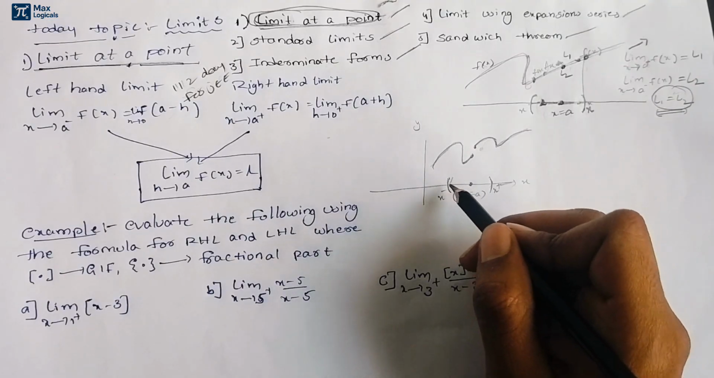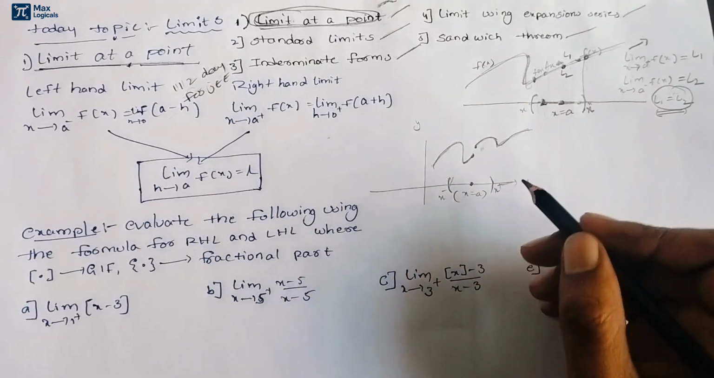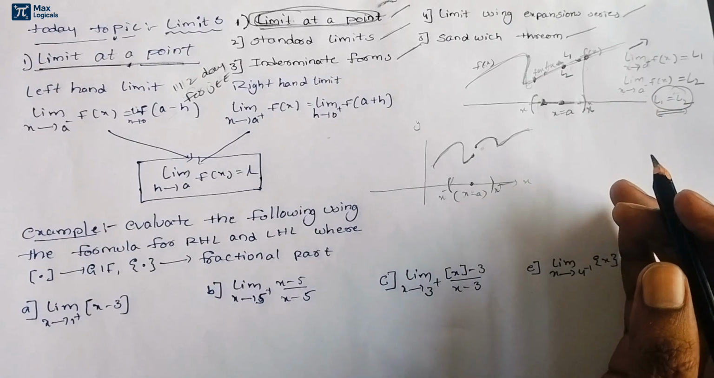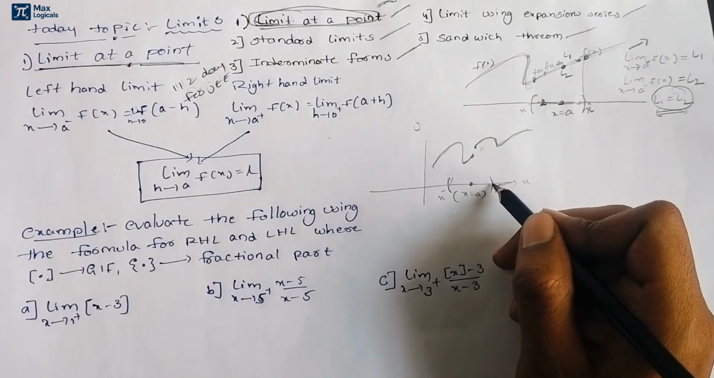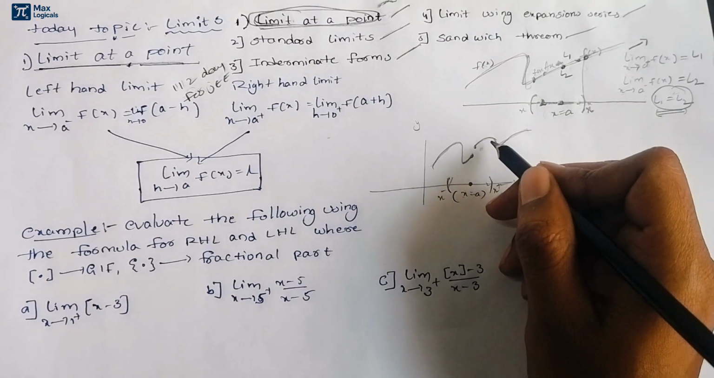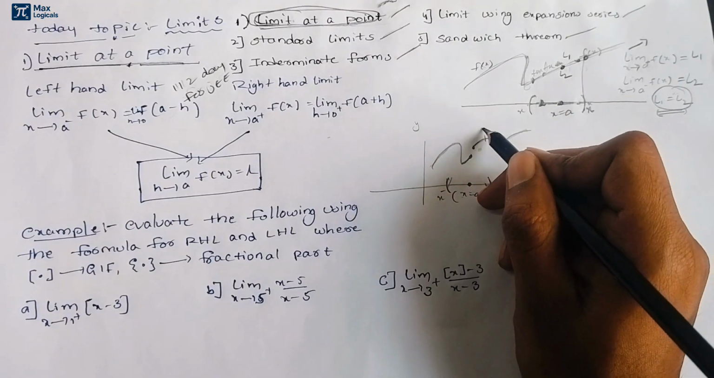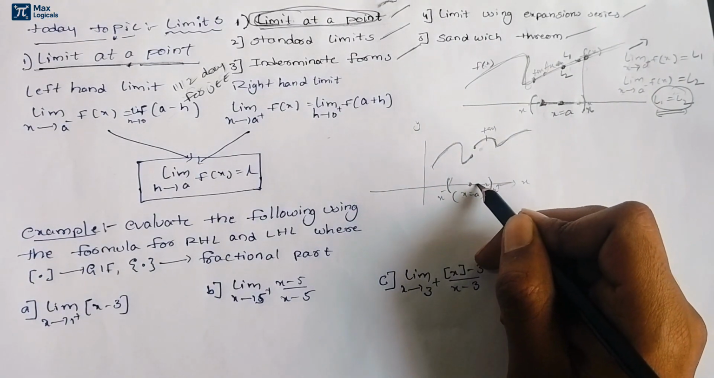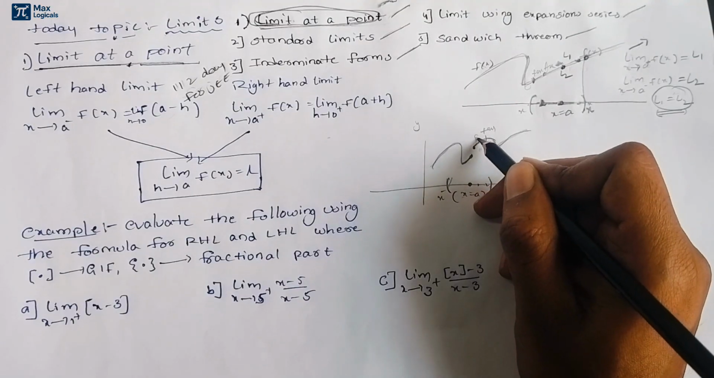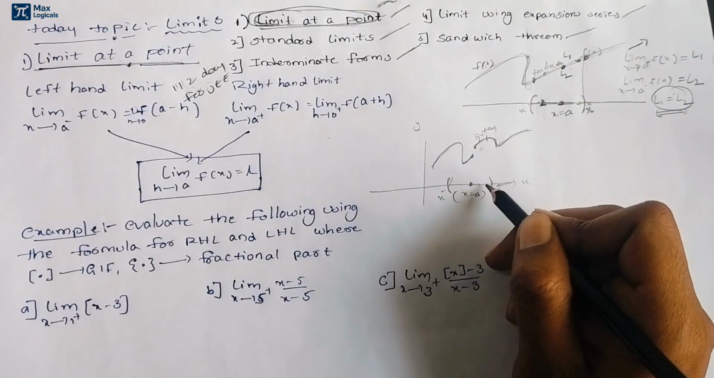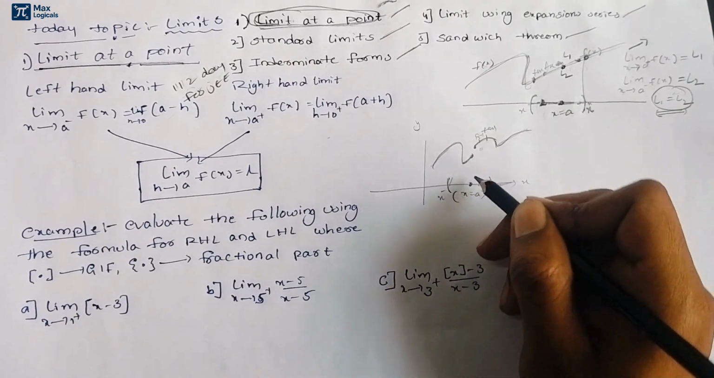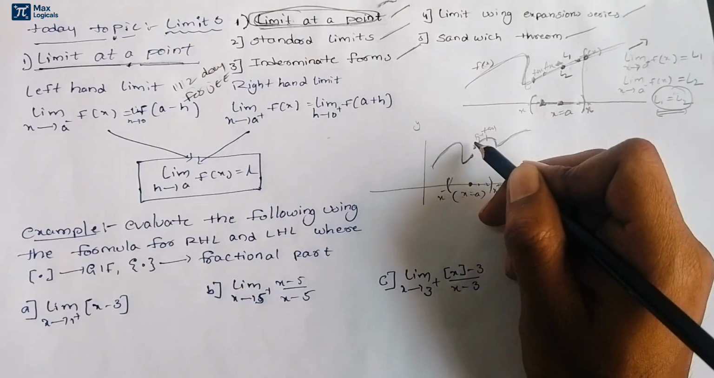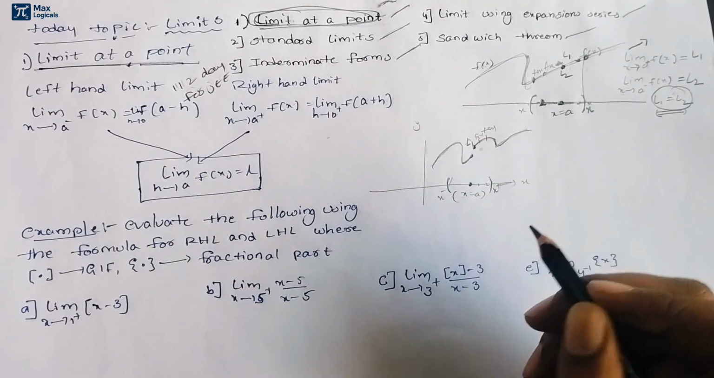When x moves towards a from the right side, and x reaches a, the function f of x also reaches a point, that is L1.